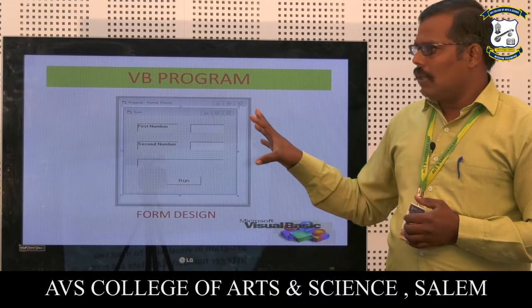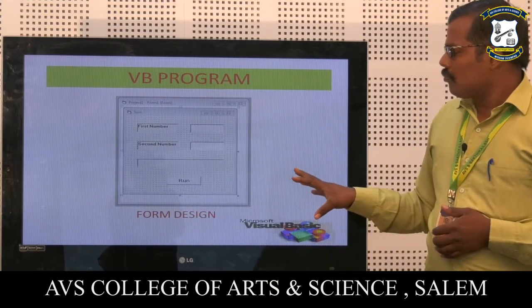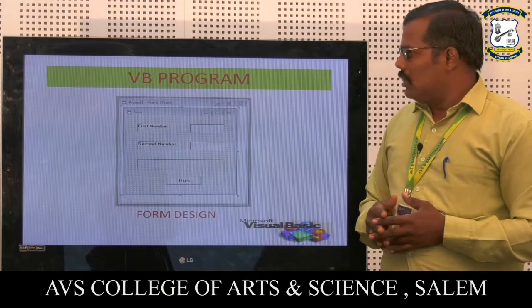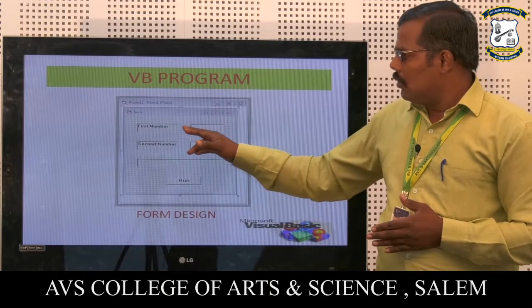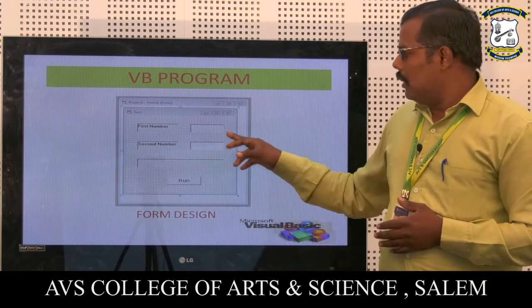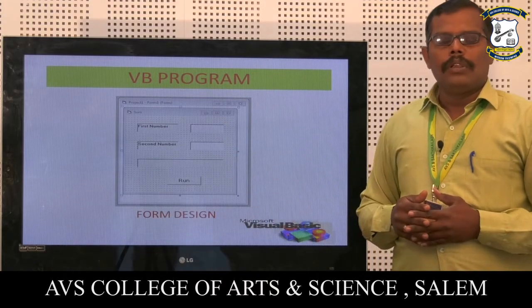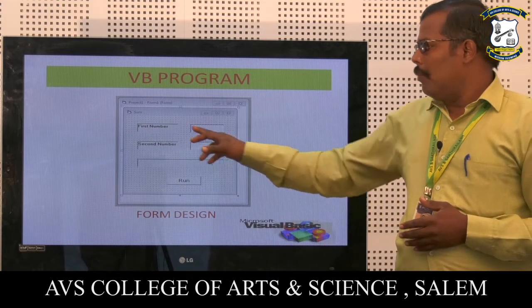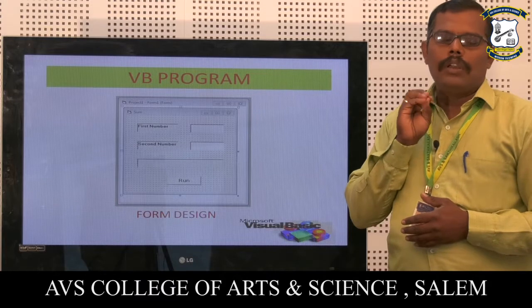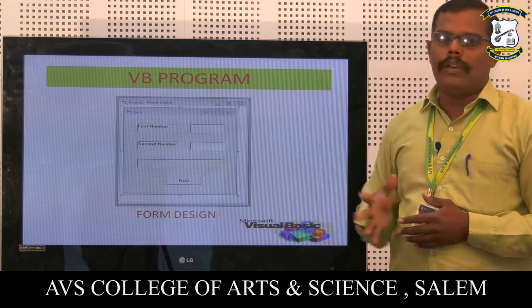Yes, this is the actual design part of the VB program. So simply we call it a form design. This form design contains two labels, three text boxes, and one command button. Yes, previously I said the label is used for identification purpose of that particular text box or image, whatever it is.